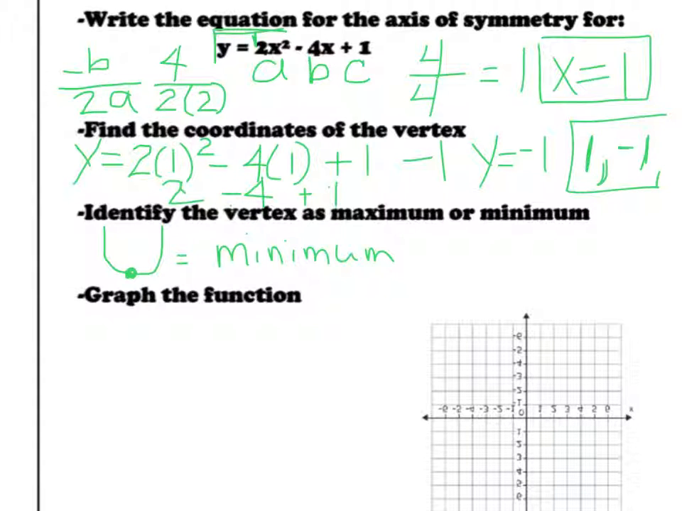Now, in order to graph the function, we just need to use some of the points that we just found. For sure, let's start by putting a point on our vertex of 1, negative 1. So over 1, down 1. We have a point on our vertex, and we notice that we have a minimum. So our parabola is going to be a happy face, and it looks kind of like this. So that's a rough sketch of what your answer would look like.